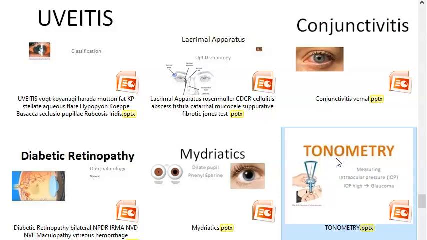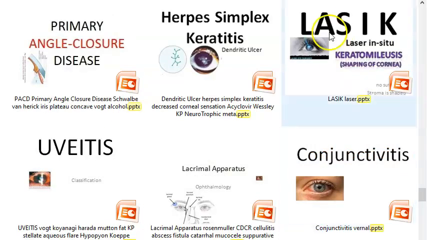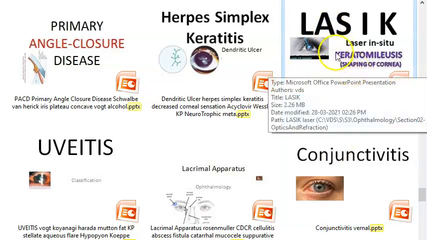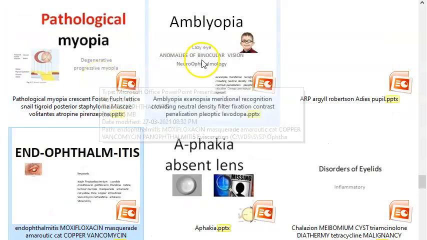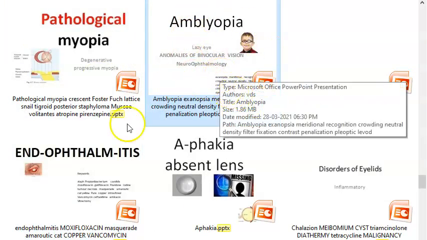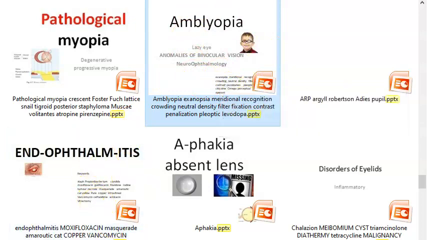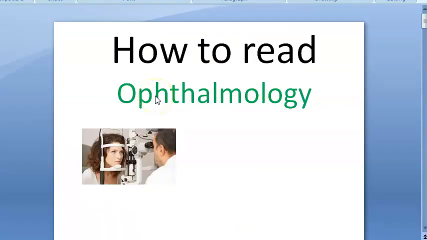What is tonometry, guys? Checking the intraocular pressure. Very good. So LASIK, laser in situ keratomileusis, is shaping the cornea so that you can see better without the spectacles. Endophthalmitis is inflammation of the aqueous humor and vitreous humor and the uvea, everything except the sclera. Amblyopia is also an important topic, right? That's it. In this video, we try to look at how to read ophthalmology. Bye-bye.